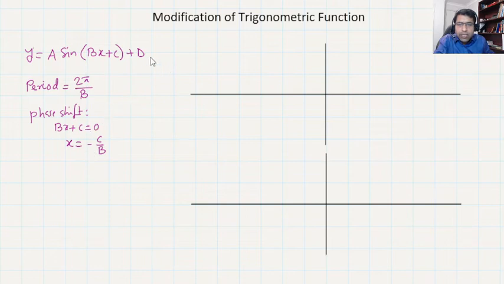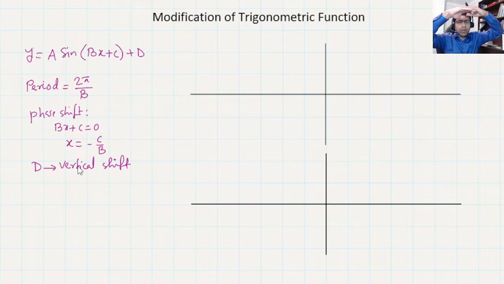And what is d for? D is associated with vertical shift. And as I mentioned, a is associated with amplitude. Vertical shift means the graph is moving. Phase shift is the graph moving left or right, and when we talk about vertical shift, the graph steps up or steps down from the original x-axis.